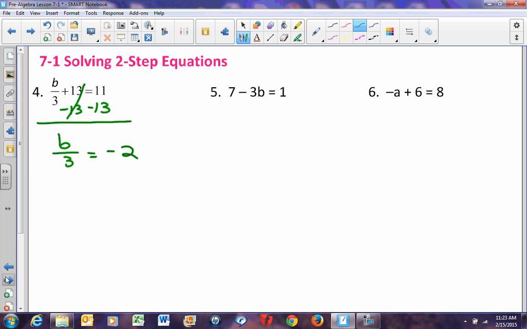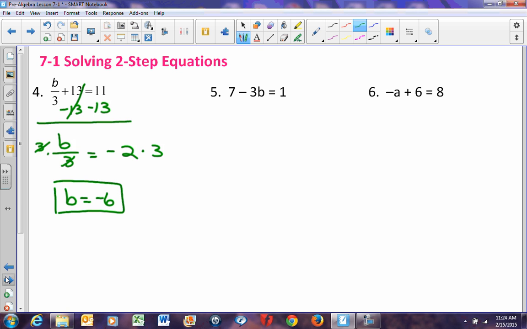To get rid of the b divided by 3, undoing division is multiplication, so we'll multiply by 3. Multiply this side by 3. These 3's cancel out on the left-hand side, leaving me b equals negative 6. Just be very careful not to lose your negative signs.